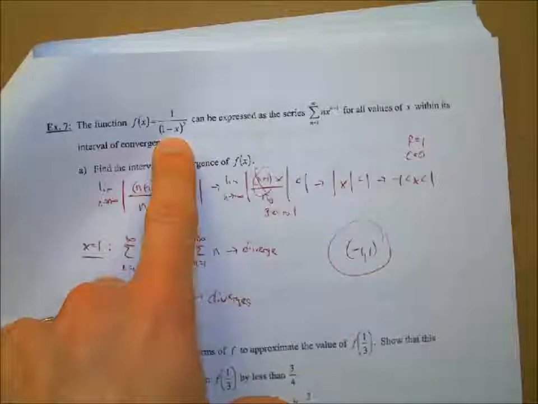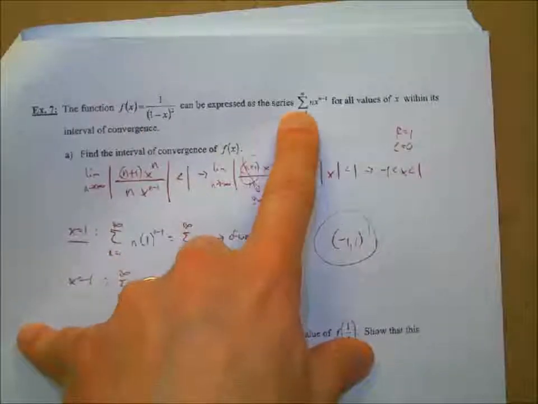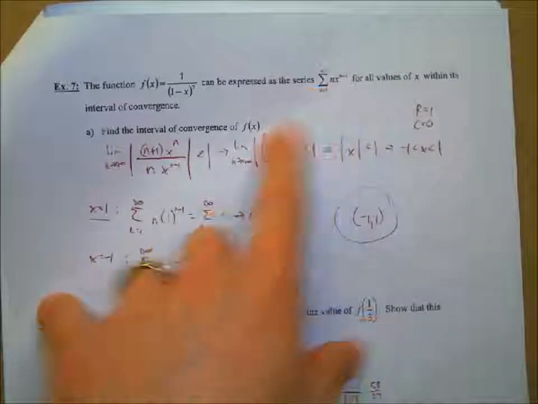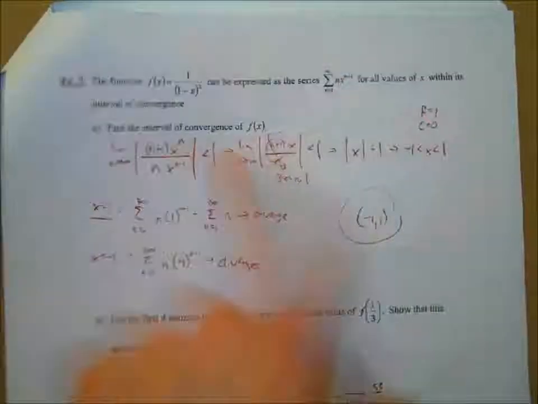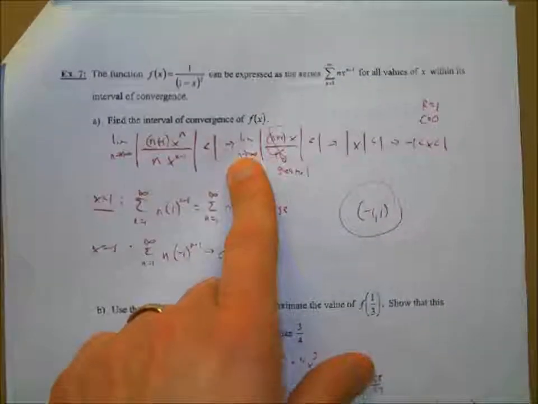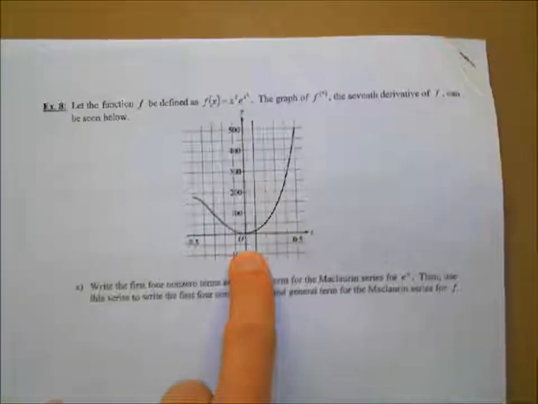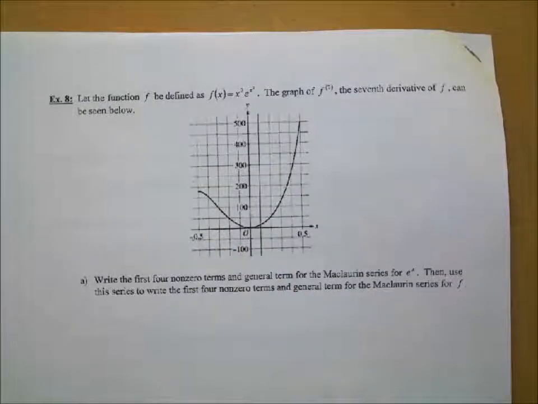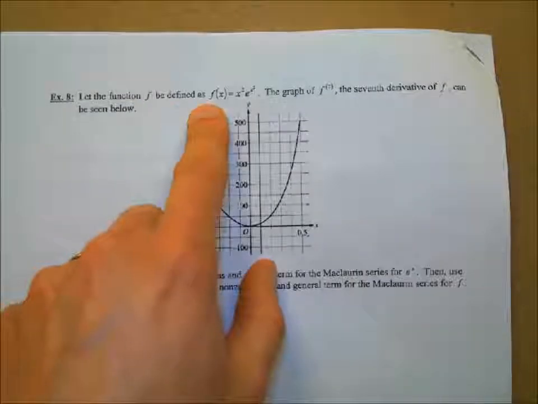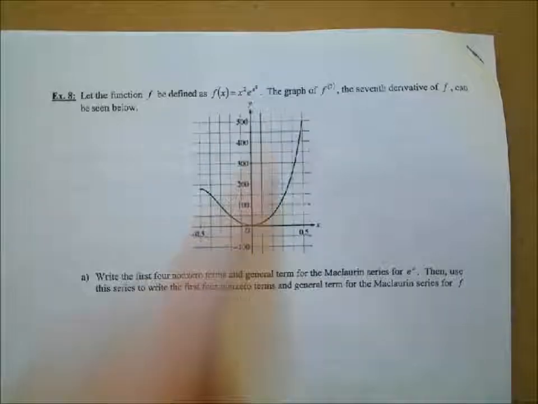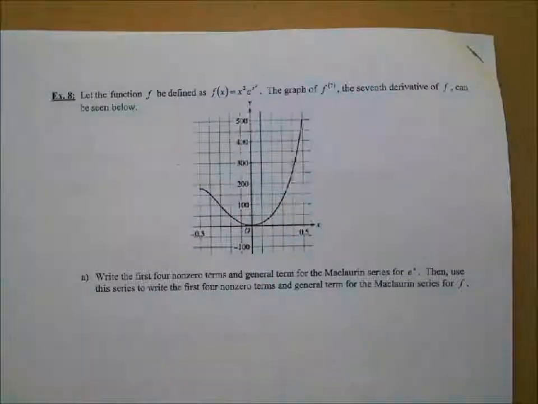Or sometimes we'll be given a function whose power series we don't know and can't figure out, and then we'll be given the power series. And then it's up to us to do some work. Maybe we'll write out the first couple terms. In this case, we just had to find the interval of convergence, and then we found the error that way. And then sometimes we'll just be given a graph, and from the graph we'll be asked to pull some information out. We haven't seen a whole lot of graphs with this stuff, so this is a little bit different, but it's not too awful. So let the function f be defined as f of x equals x squared times e to the x squared. The graph of the 7th derivative of f can be seen below.